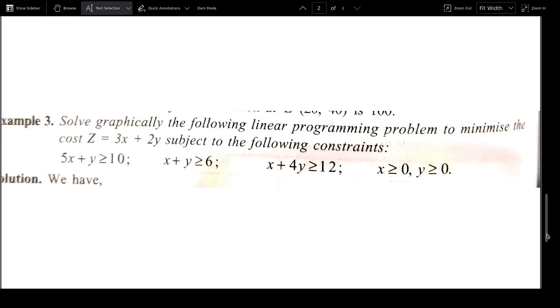Does anybody have any question regarding the graphical method? Any doubt?